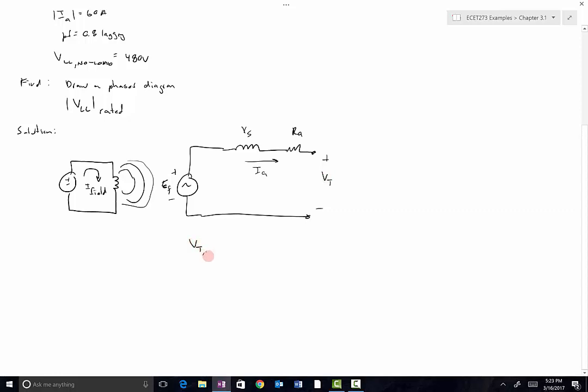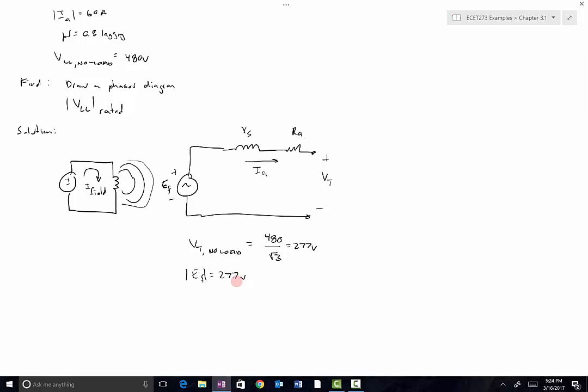So we'll say VT no load is equal to 480 over root 3. So that's going to be equal to 277 volts. Since there's no current, that means EF is going to be equal to 277 volts. So we were able to determine EF by measuring VT under a no load condition. And I should say the magnitude of EF is 277 volts. Okay, so we've got that.